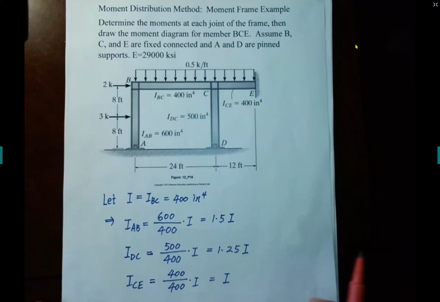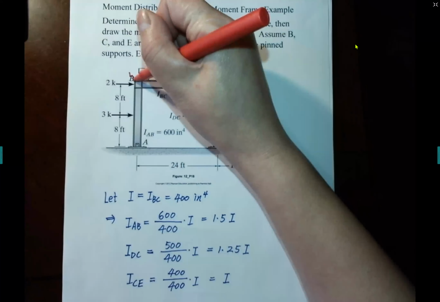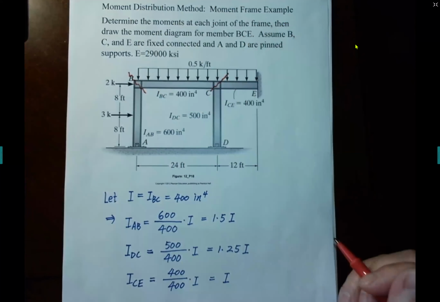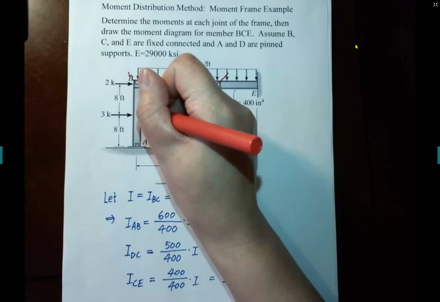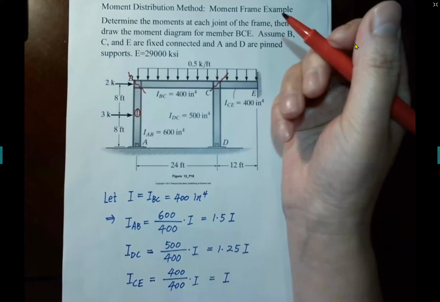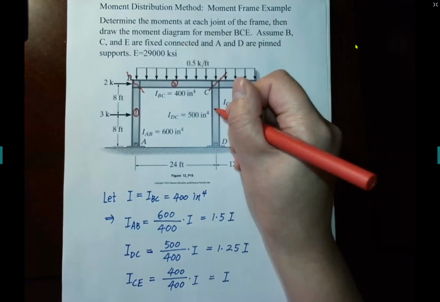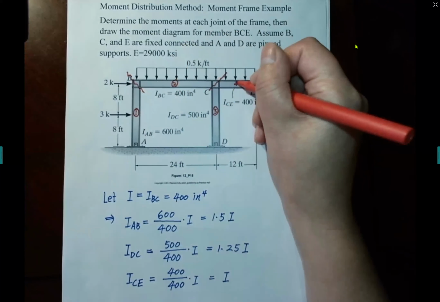In order to solve the problem, first we need to cut the structure at each joint, the fixed connections. After the cut, we divide the whole frame into four separate elements. So we have member one, AB, member two, BC, member three, CD, and member four, CE.